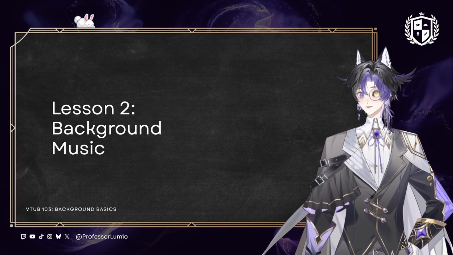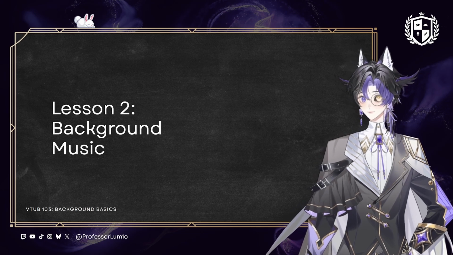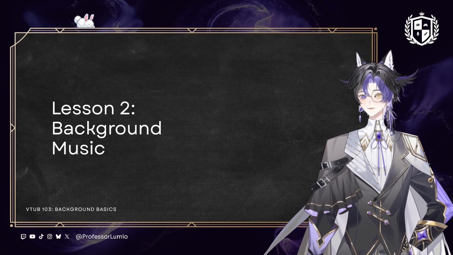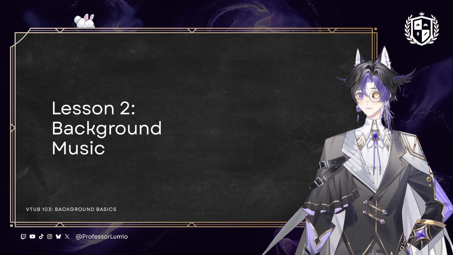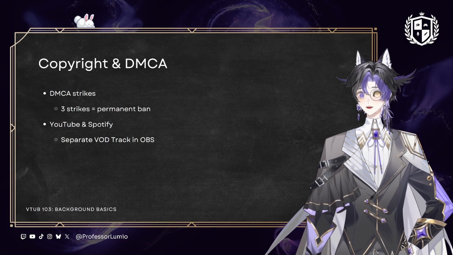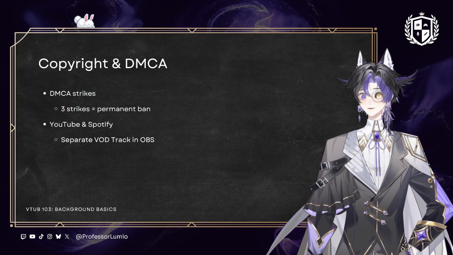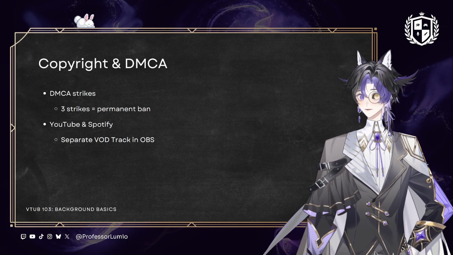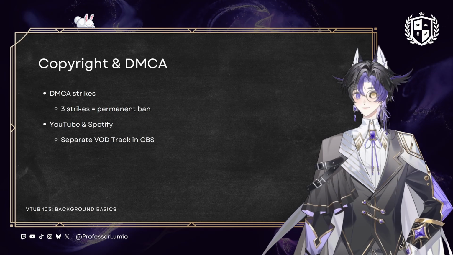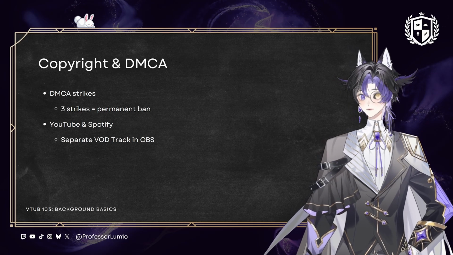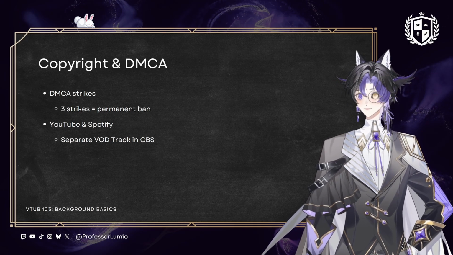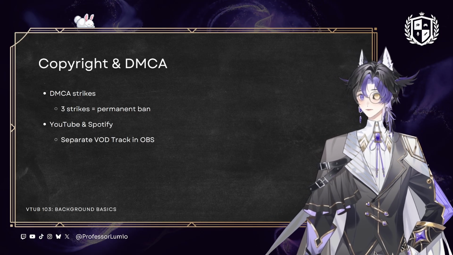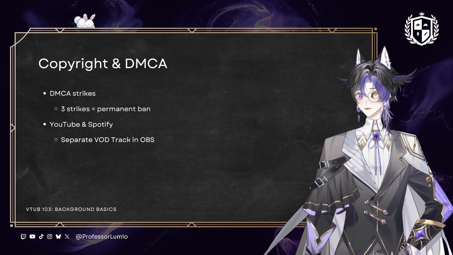Now we can get into background music. This is good for starting and ending your stream for your BRB screen. It's also just great to have a background when you're just chatting. Now, what you really need to know about background music is copyright and DMCA. The reason this is important is because Twitch has a very strict 3 strikes and you're permanently banned when it comes to copyright. You've probably seen lots of streams play clearly copyright music, and that's because there's a few things you can do to avoid any issues 99% of the time.